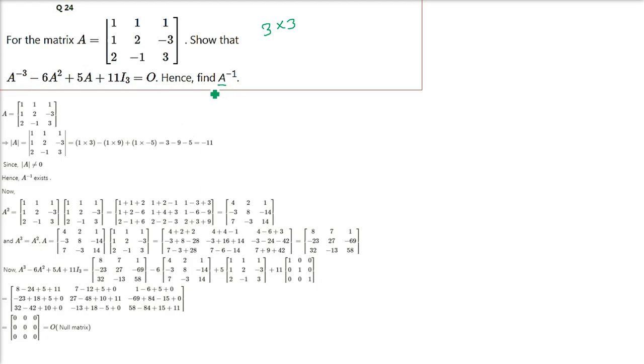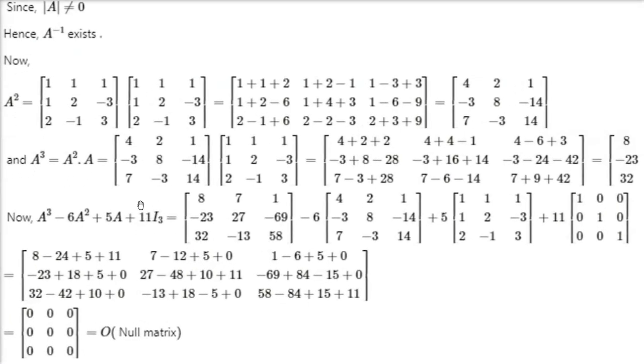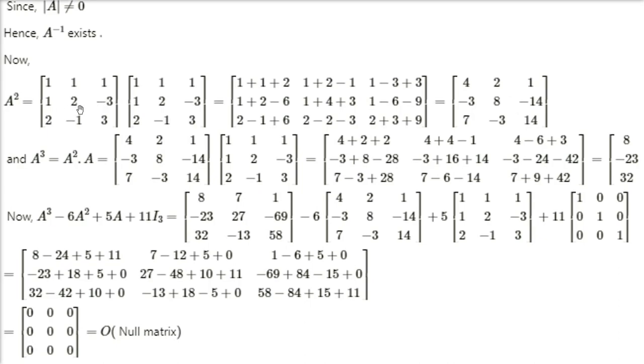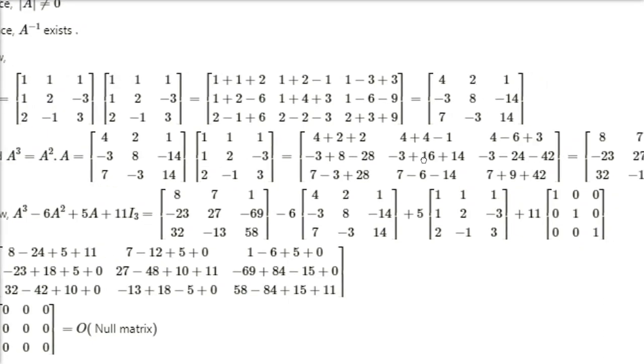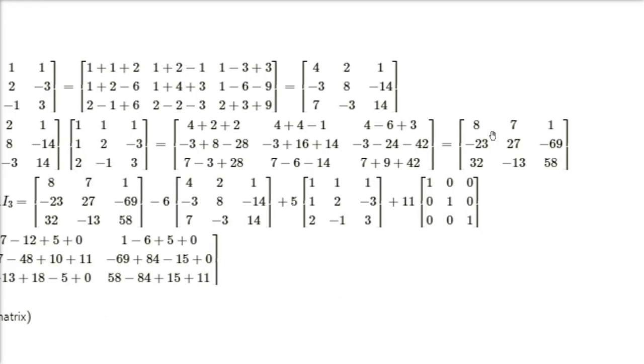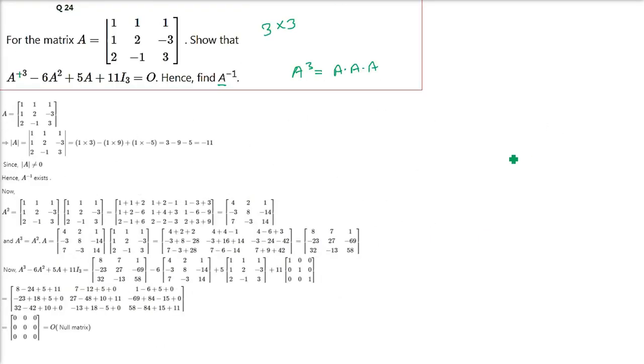First we have to show that this equation is equal to the null matrix. So A cube, you have to multiply A three times. I hope you will be able to do it, because multiplying A three times will take a lot of time. So I'm just telling you that A into A, and then multiply A into A with A. So finally this will come. I hope you will be able to do it, okay?